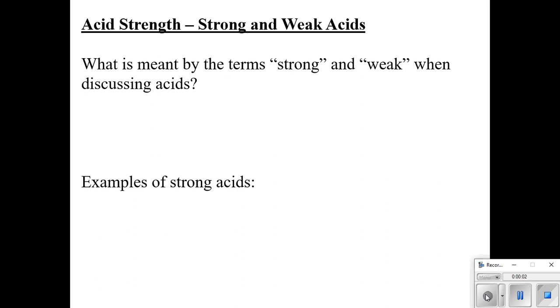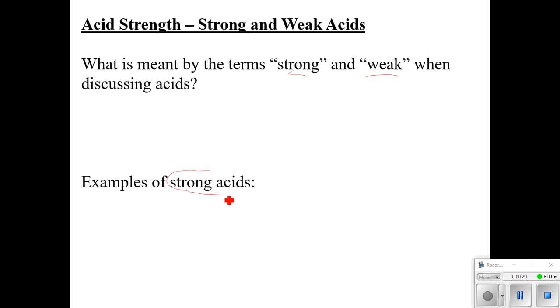Hey everyone, we're on to the next lesson here, still talking about acids. This one is dealing with acid strength, strong versus weak acids. So when we're talking about acids, what exactly do we mean when an acid is a strong acid? And what do we mean when an acid is a weak acid?